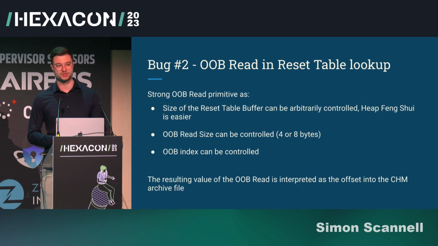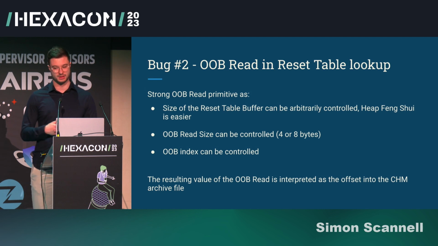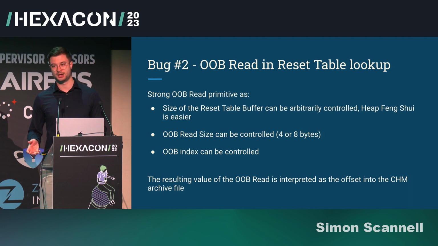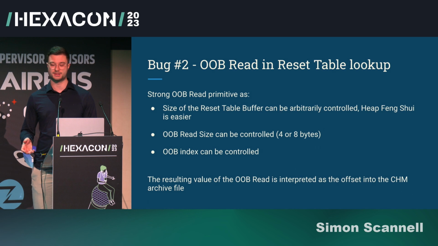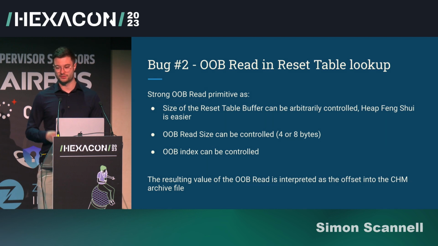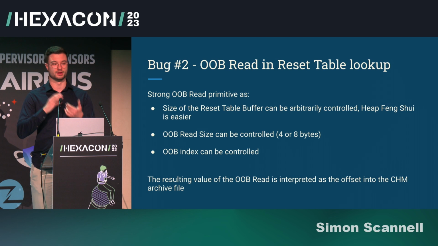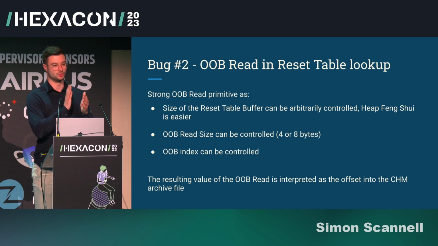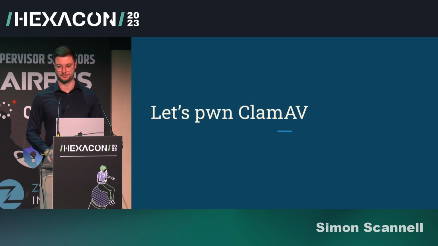So this is a pretty strong out-of-bounds read primitive because the size of the reset table buffer can be arbitrarily controlled, which makes heap feng shui much easier. And we can also control the out-of-bounds read size, which can be either 4 or 8 bytes, and we can also control the out-of-bounds index, which makes this a lot easier. The resulting value of the out-of-bounds read is then interpreted as the offset into the CHM archive file. So libmspack will try to seek to this offset within the file.